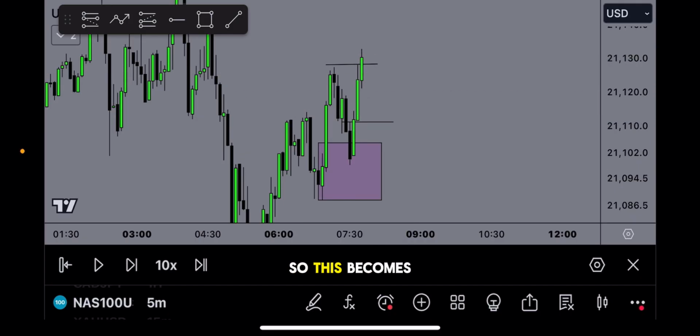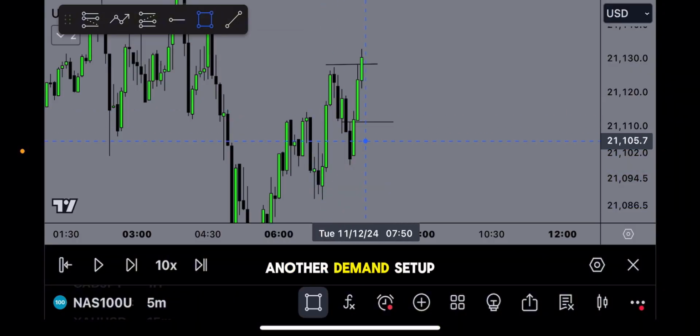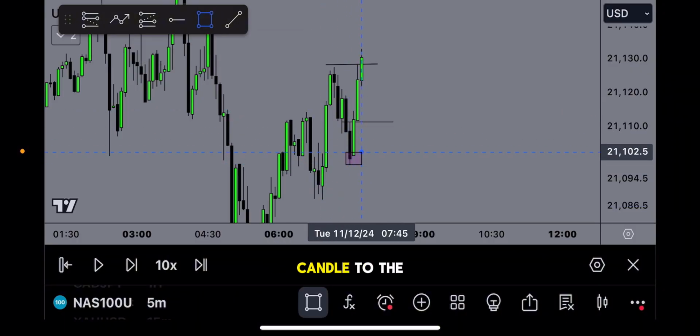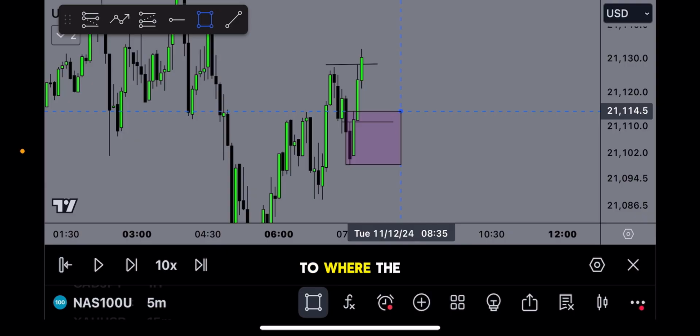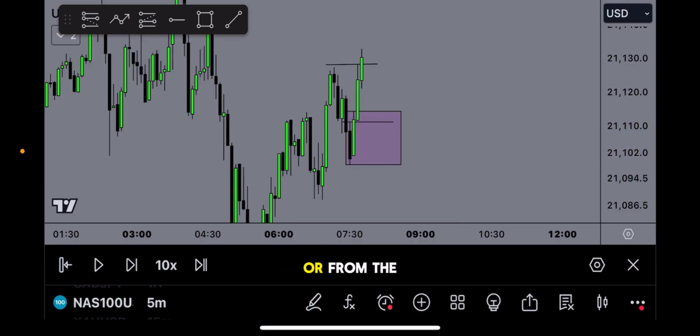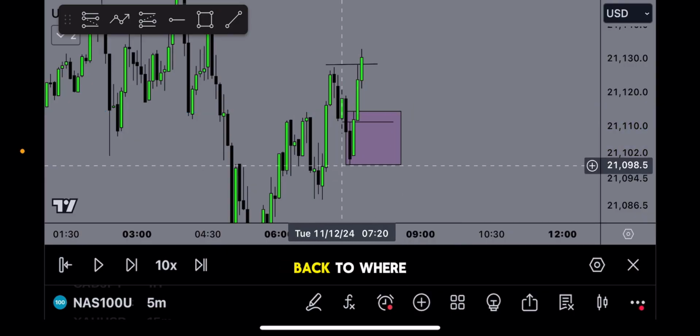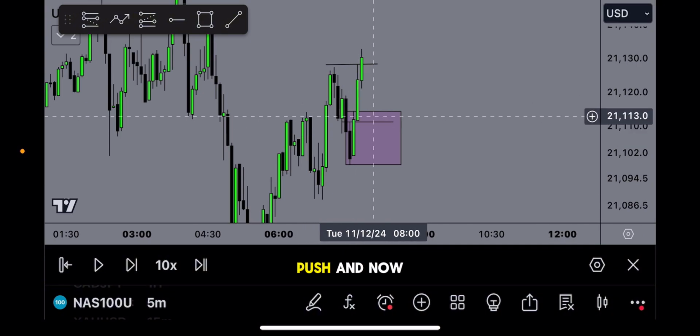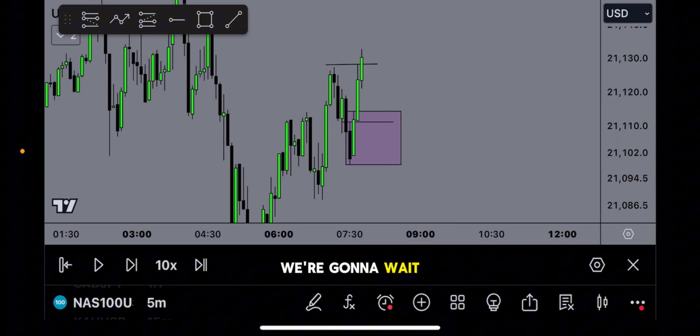So this becomes another demand setup right here, from this black candle to the gap, to where the gap started. Or from the low of the pullback to where the gap started, or the big push. And now what we're going to do, we're going to wait for banks or price to come back down, fill in the gap, touch our zone, and we're going to look for another break of candle or a rejection candle that confirms price doesn't want to go down, to then enter the trade and ride the wave. So let's see what happens.